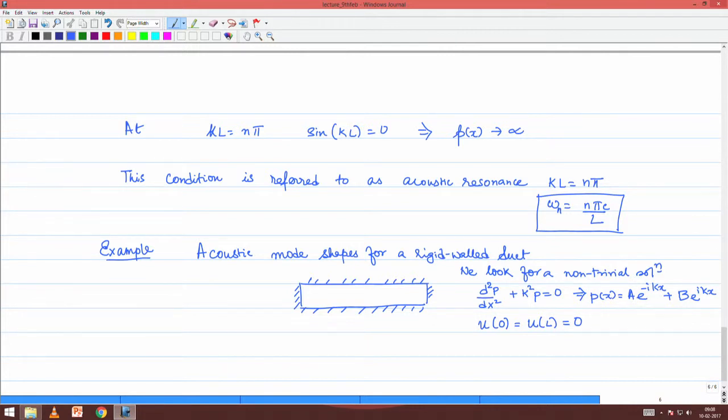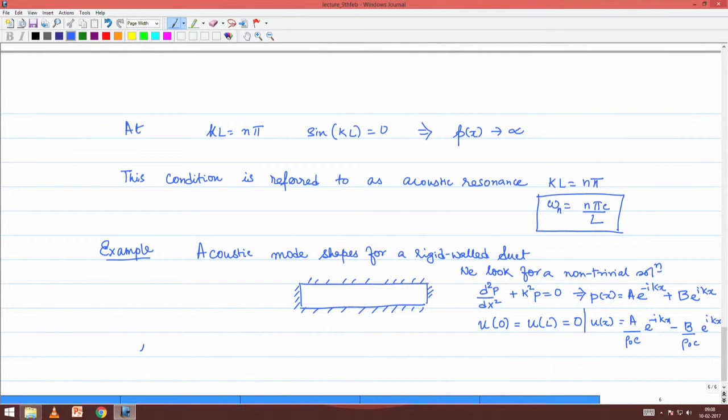So, if p of x is given in that form, then u of x by the impedance condition would be written as A by rho naught c e to the power minus i k x minus B by rho naught c into e to the power i k x, right. That again goes without saying. This is simply derived from the condition that the impedance associated with each of these travelling waves is rho naught c, and when you appropriately incorporate the sign associated with the forward travelling wave and the negative travelling wave, you get a reversal in sign.